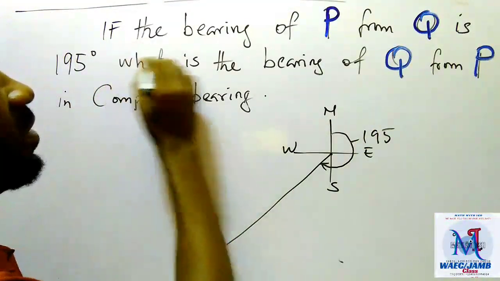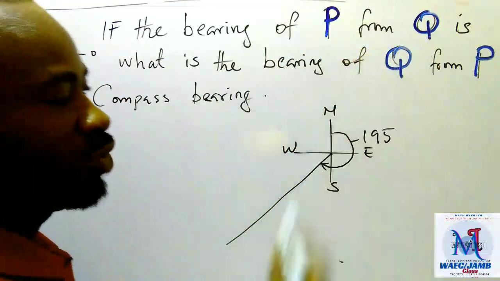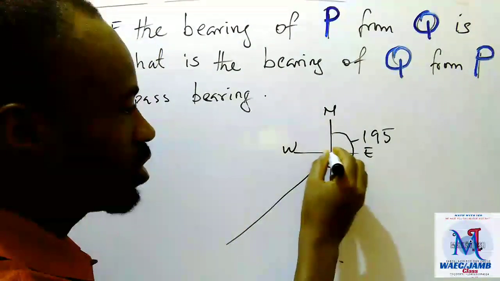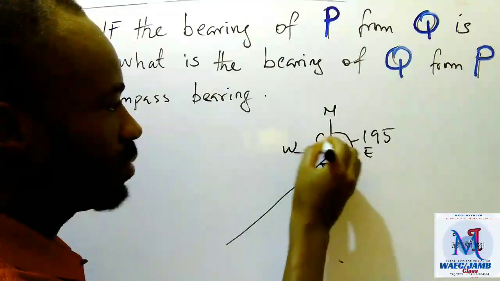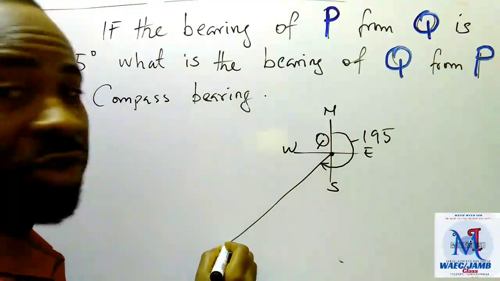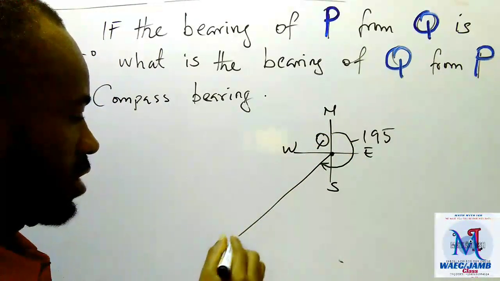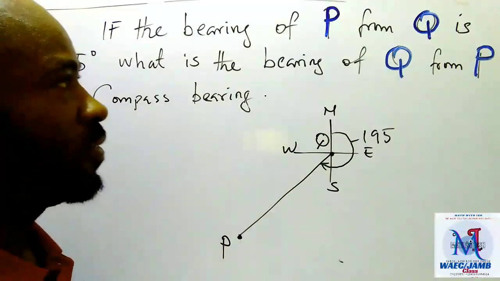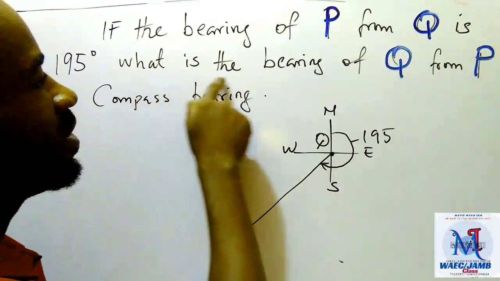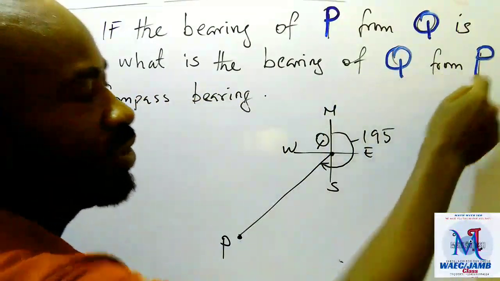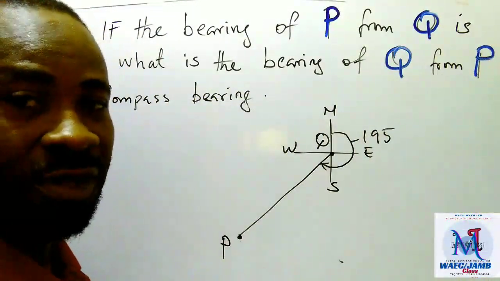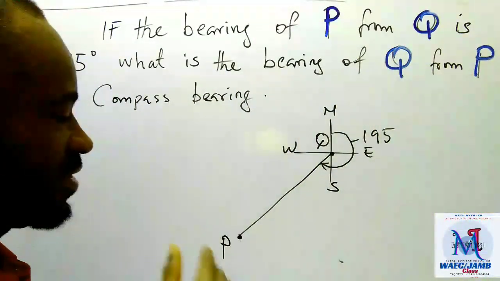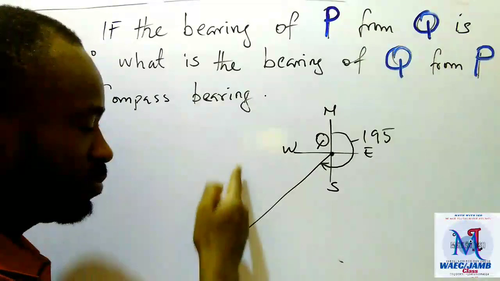Now, it is the bearing of P from Q, which means that the bearing is coming from Q. So since it's coming from Q, this point here will be my point Q, and this point here will be my point P. Now, they are asking us what is the bearing of Q from P. This time they are reversing it, so we want the bearing of Q from P. That's to say that this time the bearing should be coming from P.